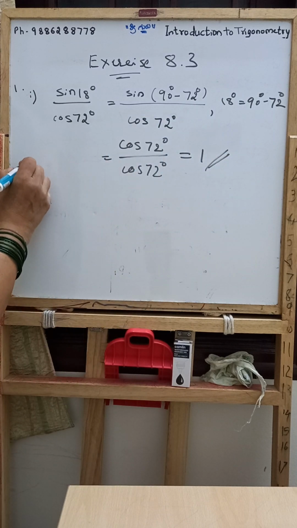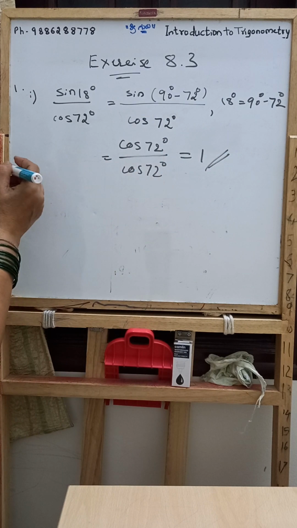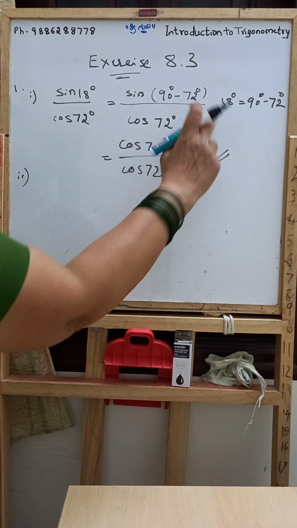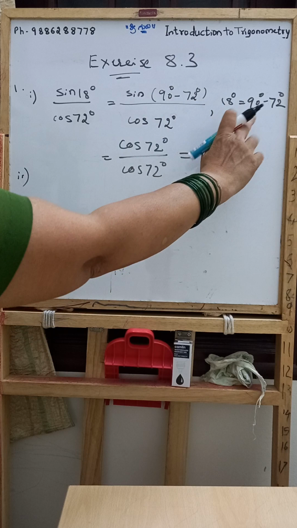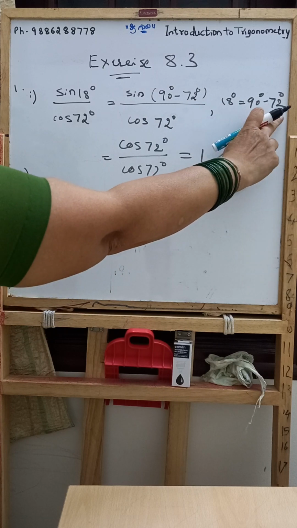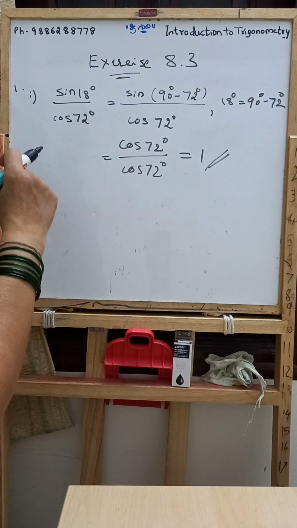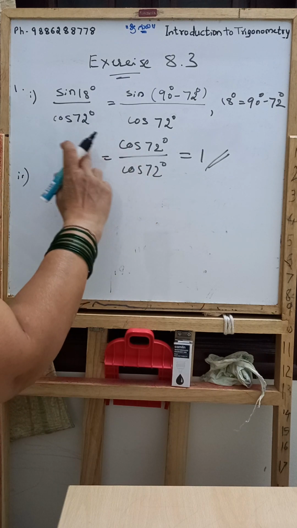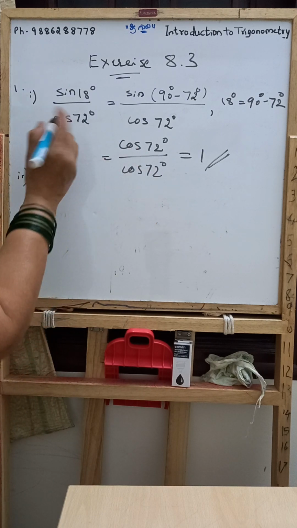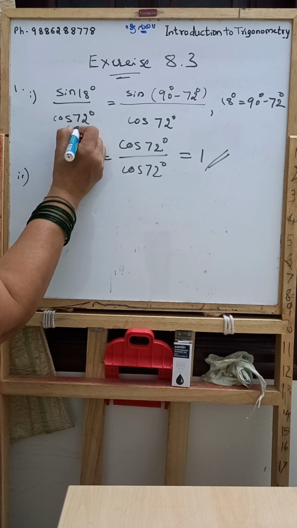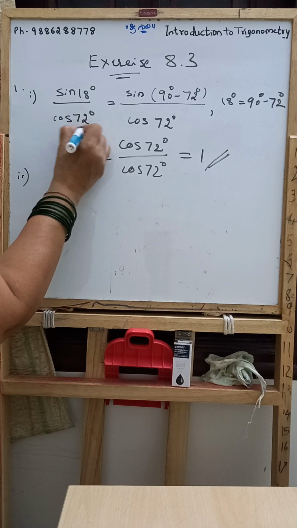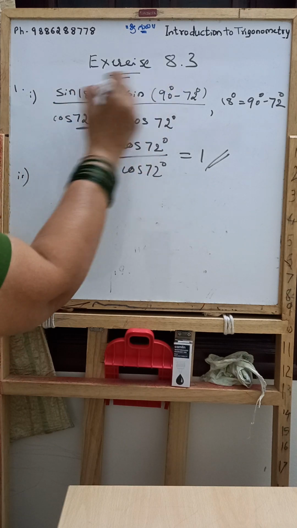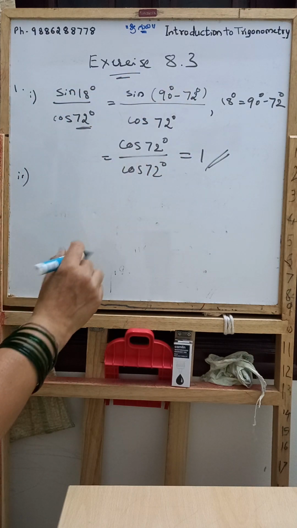And so second one, how should we know to take it? 18 degrees is equal to 90 degrees minus 72 degrees. Observe the other ratio given and change the value of the angle accordingly. Here we observe the ratio of angle 72 degrees. So accordingly we have to change 18 as 90 minus 72 degrees.